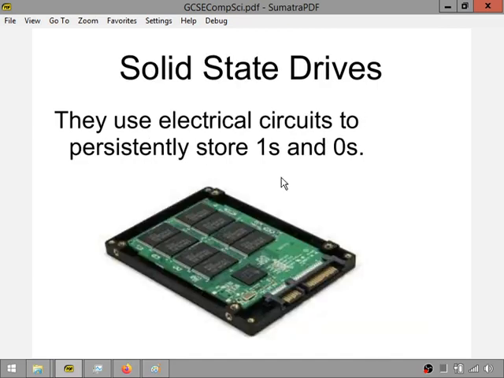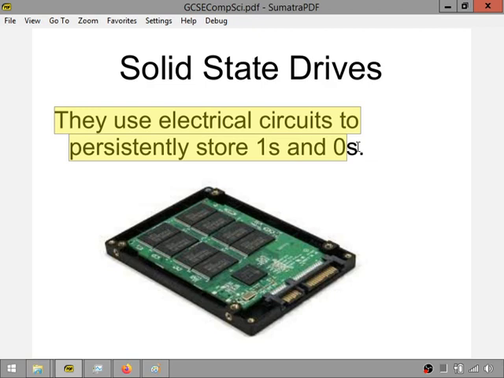Okay, solid state drives. They are quite different to hard drives. They just use electrical circuits to persistently store ones and zeros. And when I say they just use electrical circuits, it is really, really complicated how they actually work, but we don't need to know about it for GCSE. This is a perfectly acceptable answer in the exam if they ask you how an SSD works. That's all you need to know.